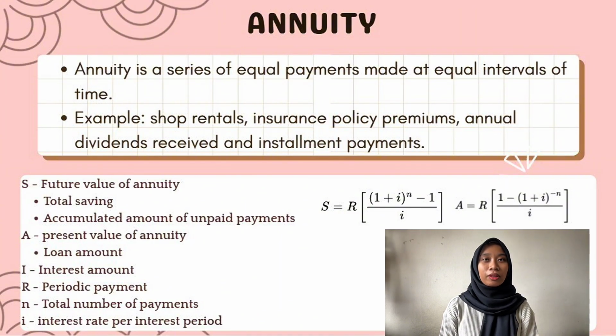In annuity, we have 6 notations, which are S, A, capital I, R, small letter n, and small letter i. S is the future value of the annuity, known as total savings and the accumulated amount of unpaid payments. A is the present value of the annuity. Capital I is the interest amount. R is the periodic payment. Small letter n is the total number of payments. Small letter i is the interest rate per interest period.